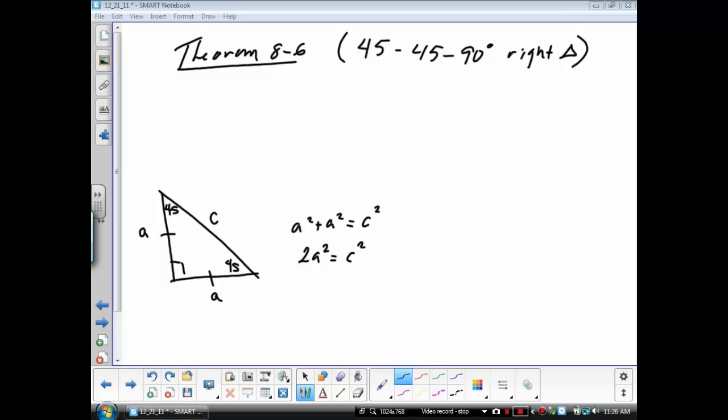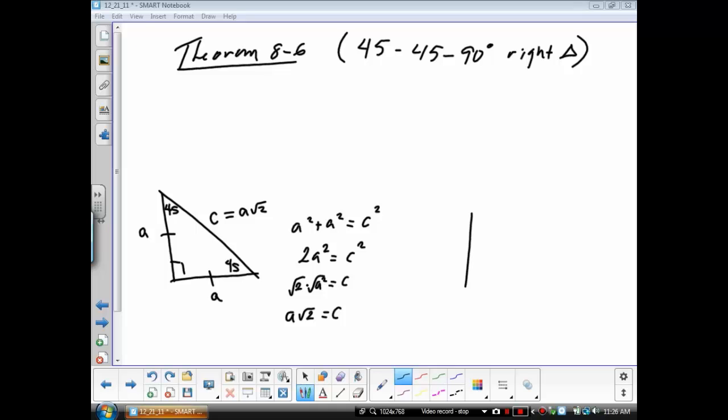And then when I take the square root of both sides, I will have c equals the square root of 2 times the square root of a squared. What is the square root of a squared? Since that's a whole number, I'll write it in front of the square root of 2. A times the square root of 2 is what c is equal to. So c here will always equal the length of the leg times the square root of 2.